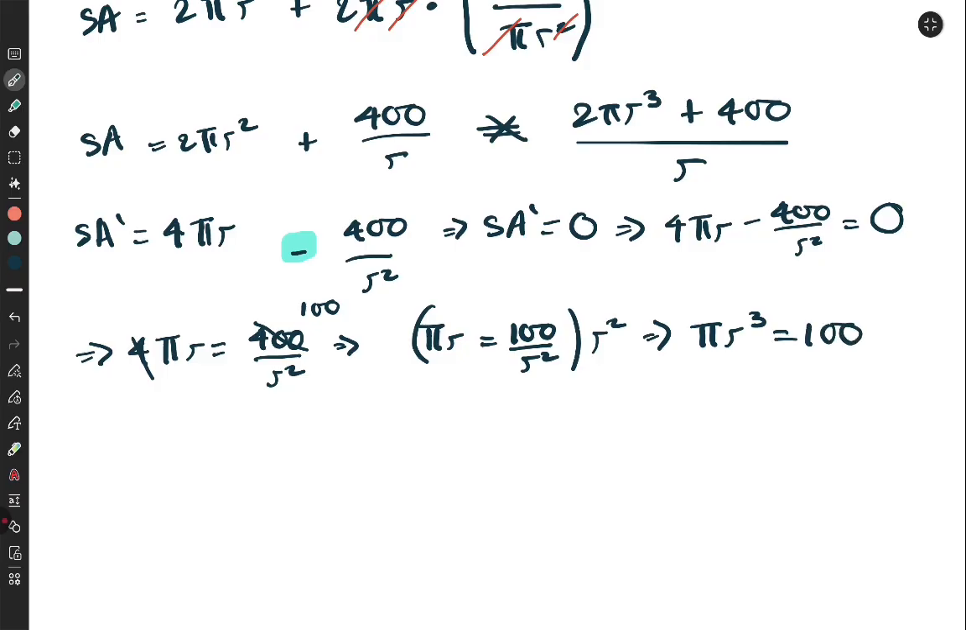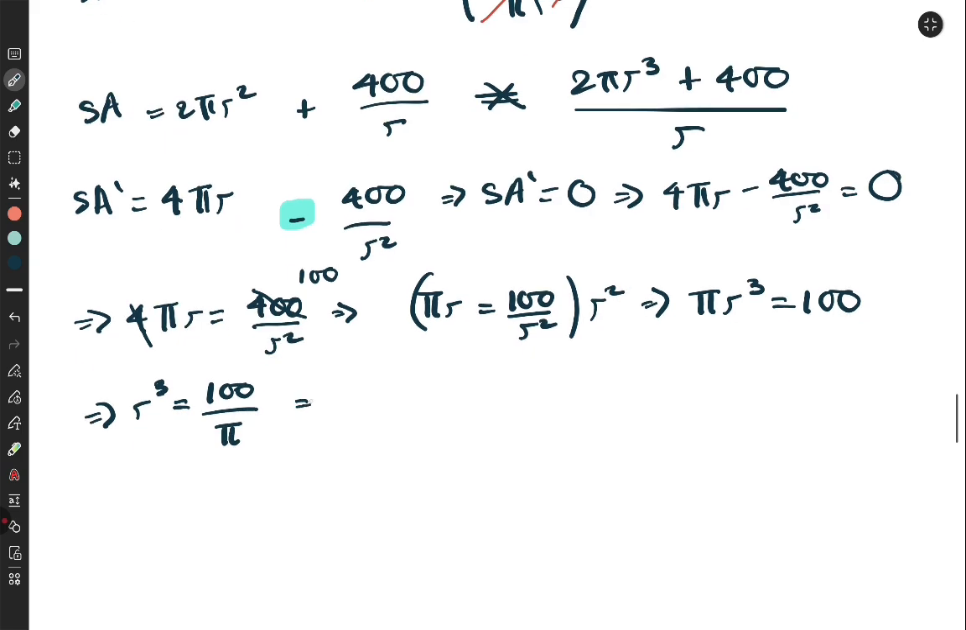Divide both sides by, almost done. Divide both sides by pi. And to find the radius, I just have to put a root. Okay. Right.